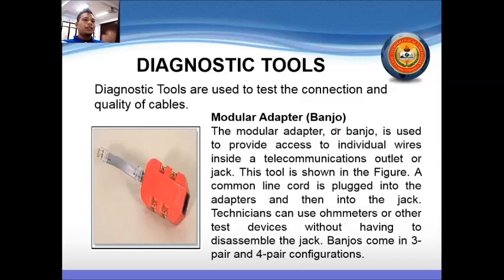Next, this tool is used to provide access to individual wires inside a telecommunication outlet or jack. This tool is shown in the figure. A line cord is plugged into the adapter and then into the jack. Technicians can use an ohmmeter or other test devices without having to disassemble the jack. It comes in 3-pair and 4-pair configurations.